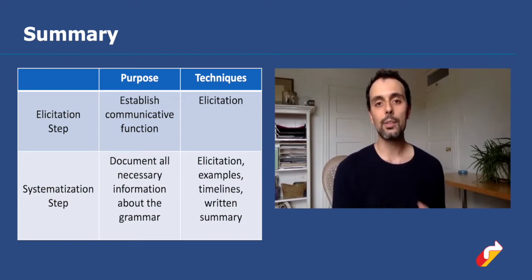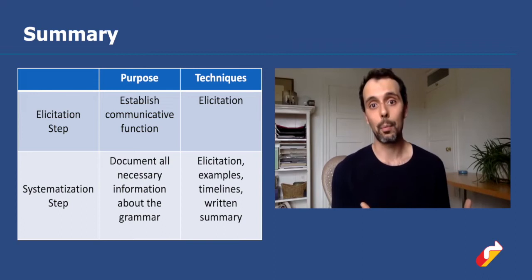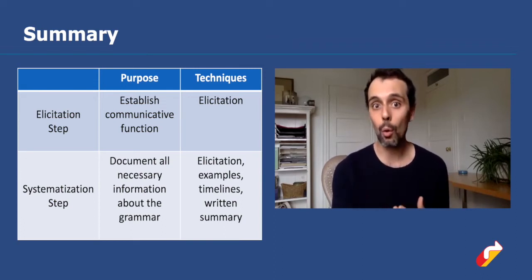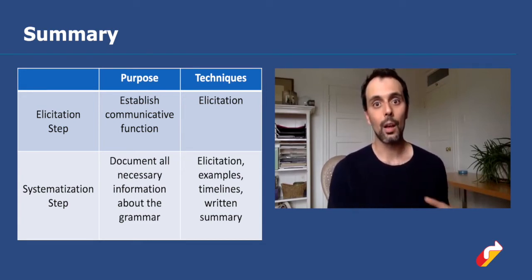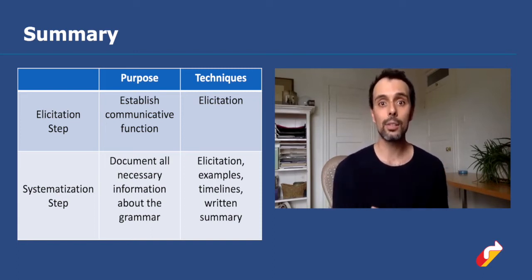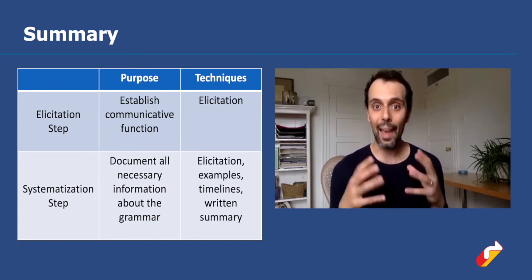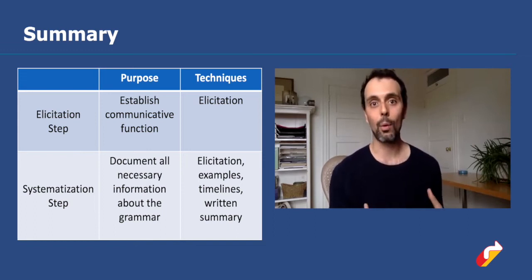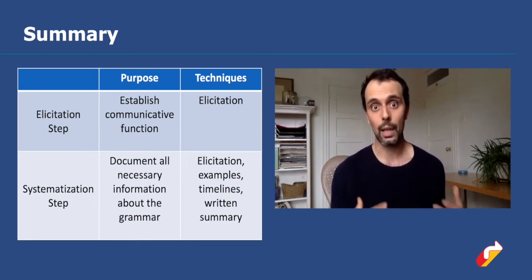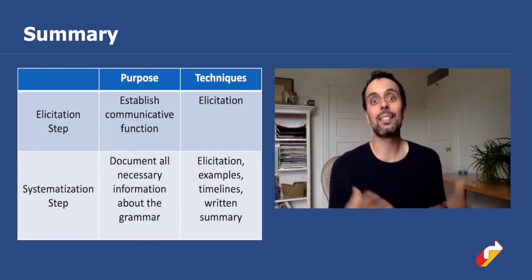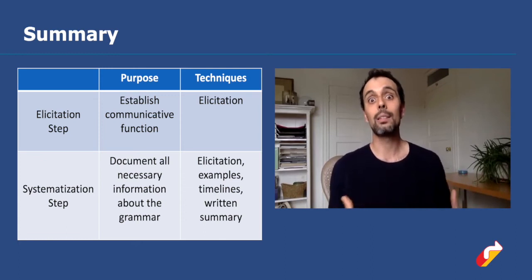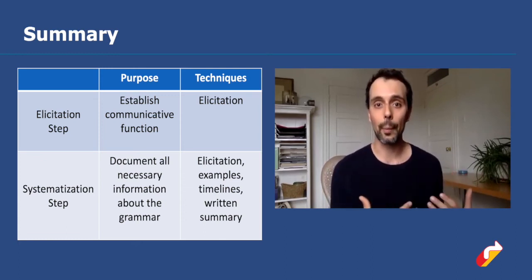The purpose of the elicitation step is to elicit the function of the grammar point, why we use it. We might move forward and look at some of the structural components of the grammar, but we don't necessarily do this at this step. On the other hand, in the systematization step, we are documenting every relevant detail about the grammar point that students really need to know, okay? As far as techniques go, we use a lot of elicitation in the elicitation step. Obviously, we're going to elicit that communicative function from the grammar.